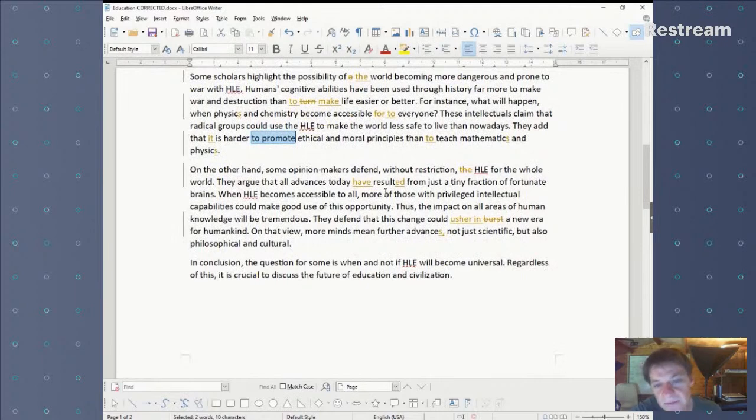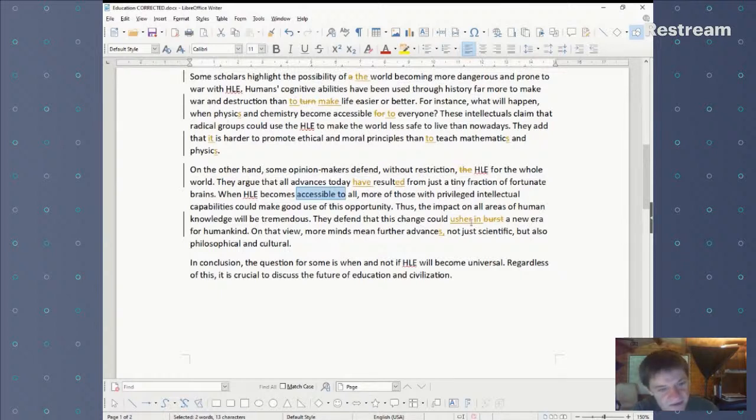On the other hand, some opinion makers defend, without restriction, higher education for the whole world. They argue that all advances today have resulted, it's got to be present perfect, because today we're talking about something that has an effect in the present but started in the past, from just a tiny fraction of fortunate brains. When higher education becomes accessible to all, look, he's used the correct preposition here. So it was wrong before, but he's got it right here. Do make sure you're being consistent with prepositions. Accessible to all, more of those with privileged intellectual capabilities could make good use of this opportunity.